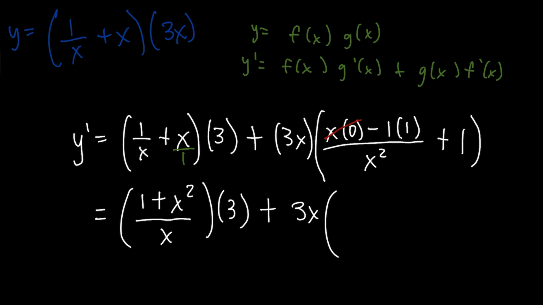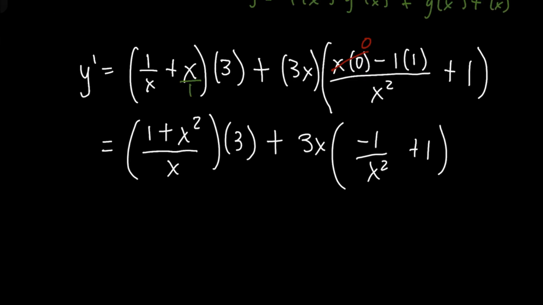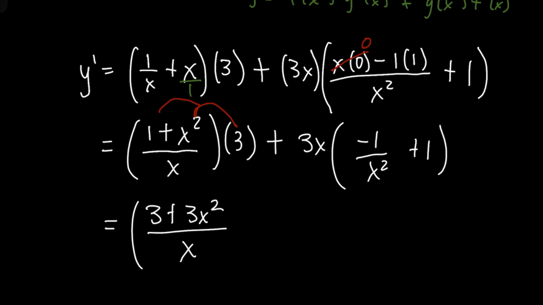Then this term here is equal to 0, so this is negative 1 over x squared plus 1, is equal to, let's just distribute the 3 here on these two terms. So that would be 3 plus 3x squared all over x, plus 3x. Then let's combine this.